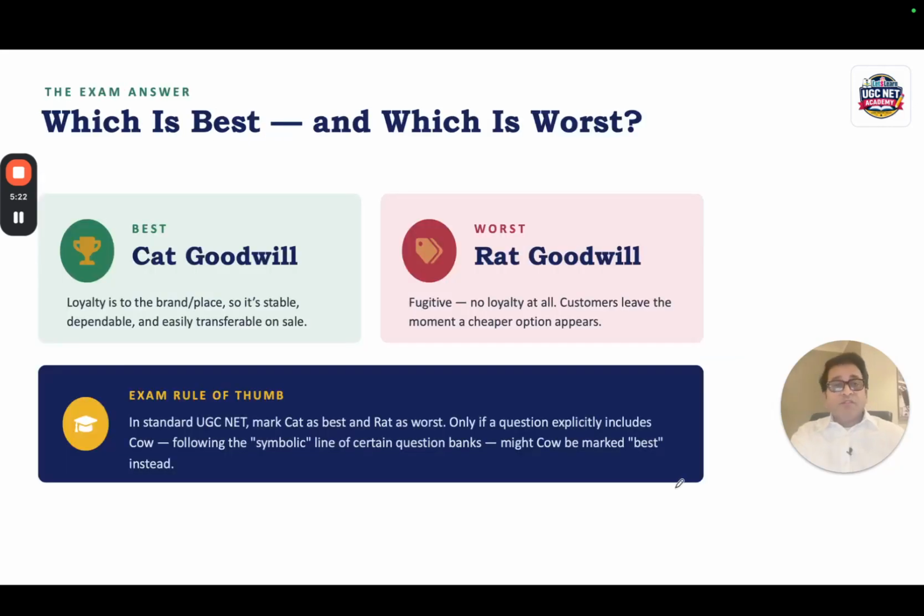And the question may be changed: among four, which is the worst goodwill? Because customers can easily shift from one place to the other just because of the offers, just because of the discounts. That's called rat goodwill. The best goodwill is cat goodwill.